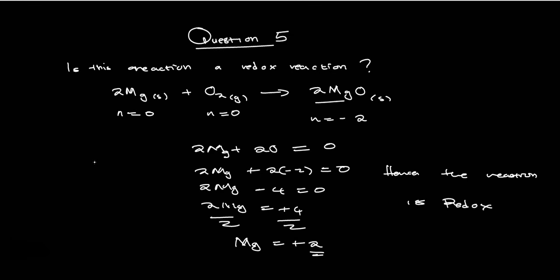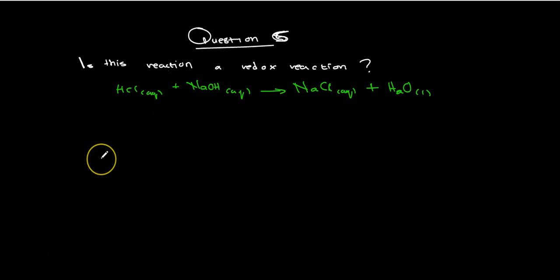So to find if it's a redox reaction, they are just asking you to calculate the oxidation number. You assign oxidation number to all the elements in the reaction. Then you compare if there is a change in their oxidation number. So if there is a change like the one we have seen here, you are going to say that the reaction is a redox. If it's not, then it's the opposite. It's not a redox reaction. So let's do another question on the same thing.